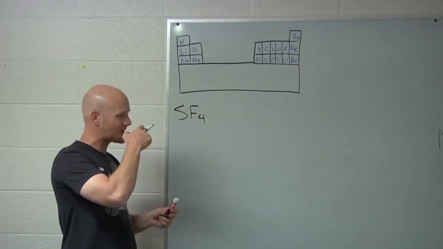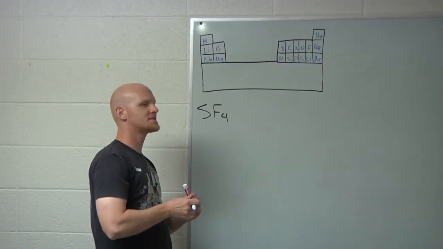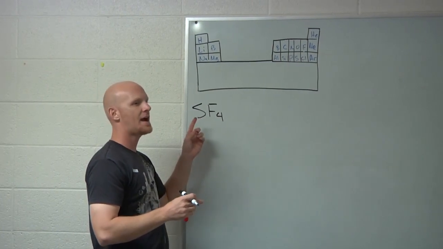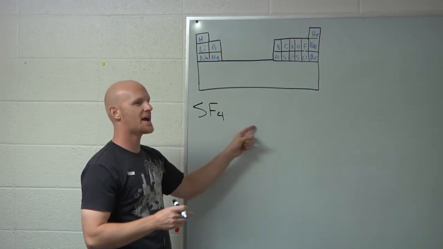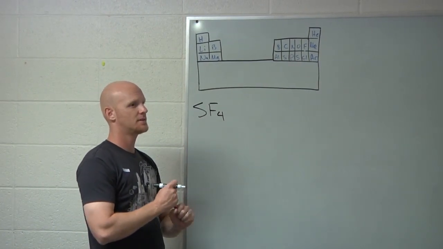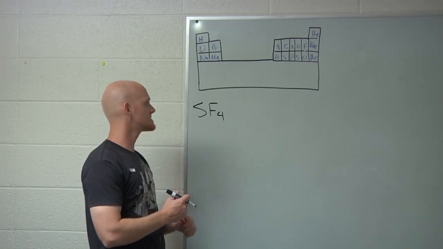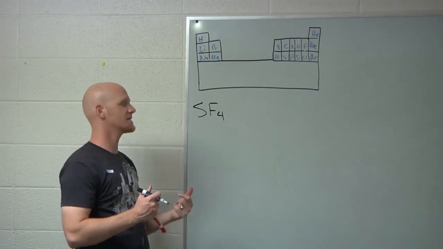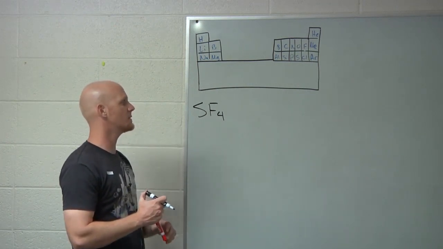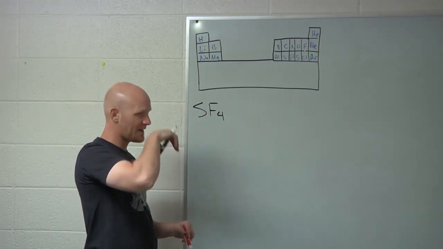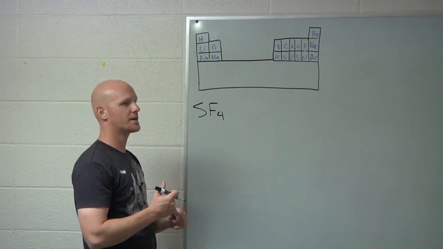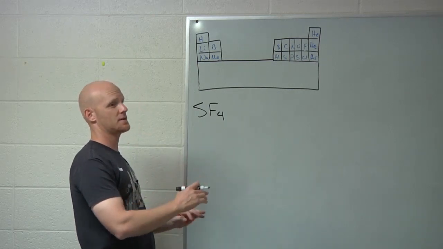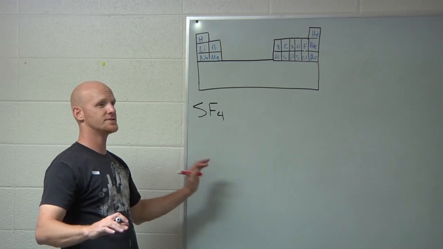So SF4, this will be the first example where your wanted minus has method would not work. So this is going to be one of those octet rule exceptions that goes over the octet rule, that exceeds the octet rule. And that wanted minus has method doesn't work. But the method we've been using for every example still works every time.